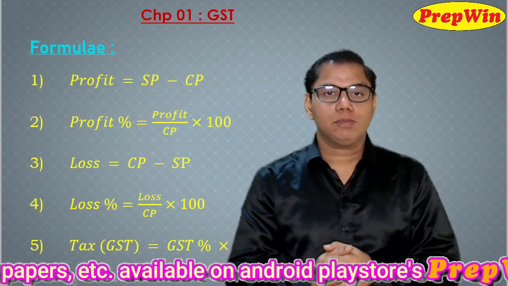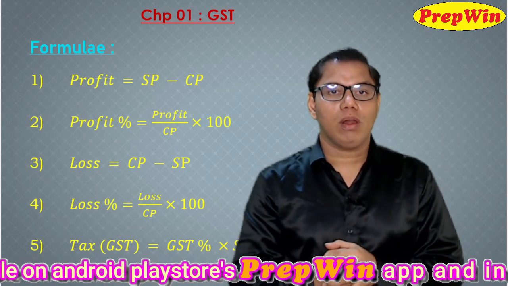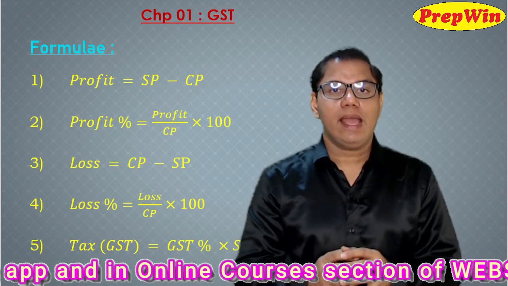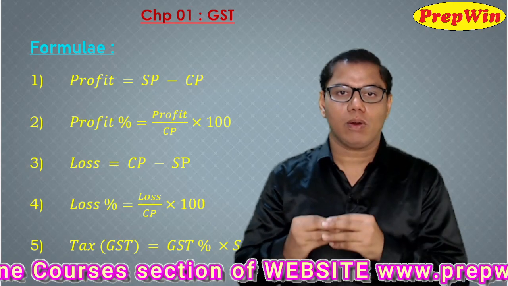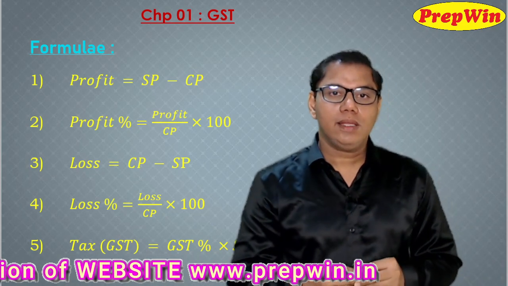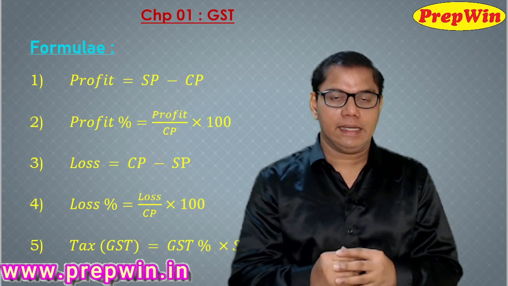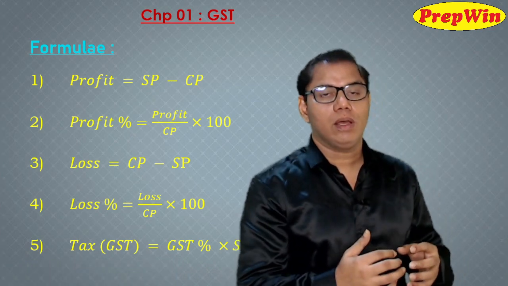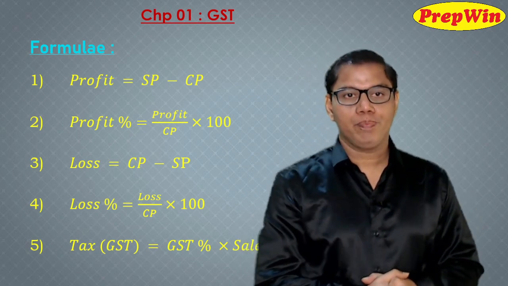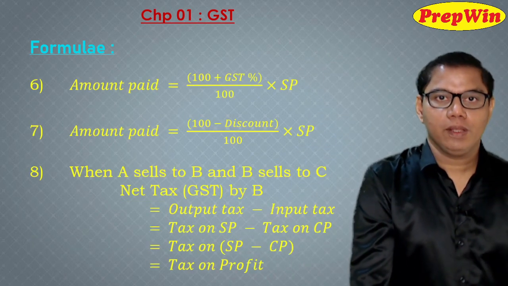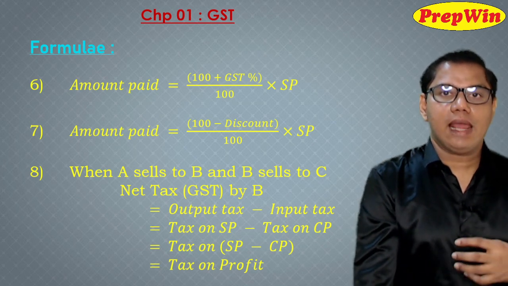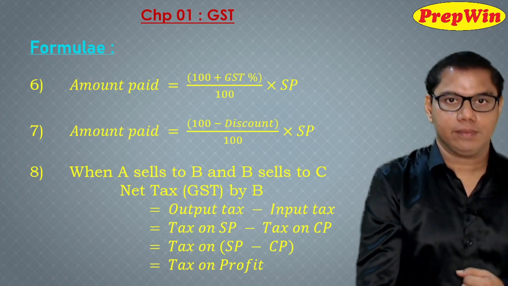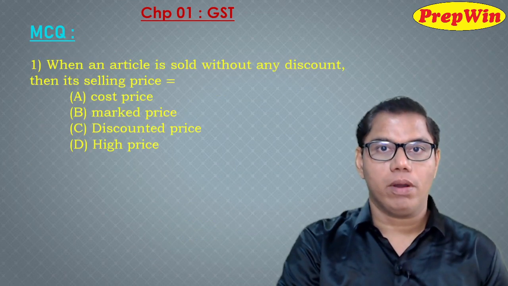I want to repeat this point once again, that GST is always calculated on the sale price and not on the mark price. Yes, tax or GST can be calculated on the mark price only under one condition, that is the shopkeeper is offering no discount or zero discount on the product which he is selling. This is the list of the other formulae. So write this down in your notebook and I'll be explaining these formulae along with examples for better understanding. So here we go with our MCQ number 1.